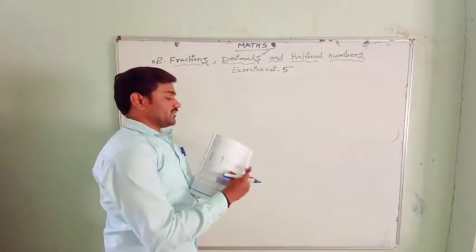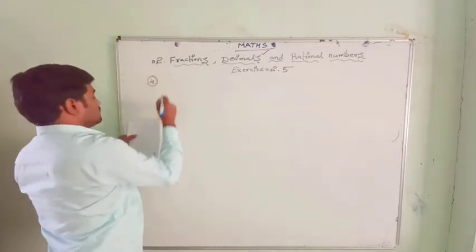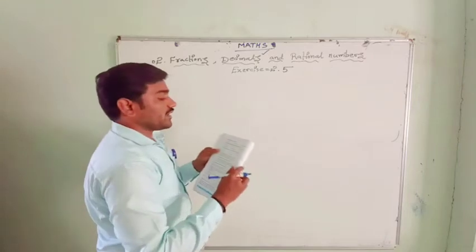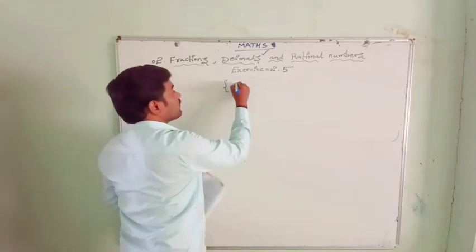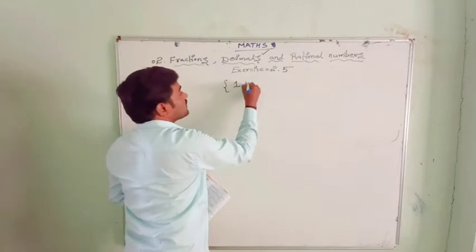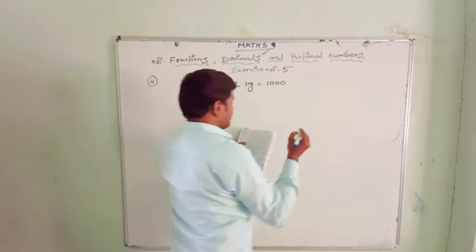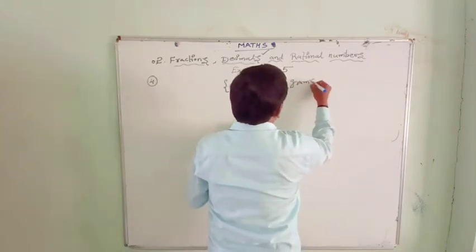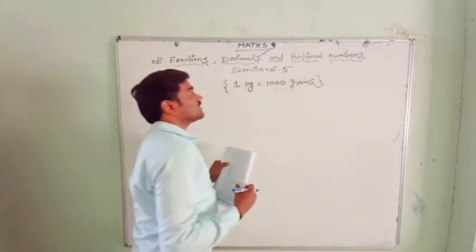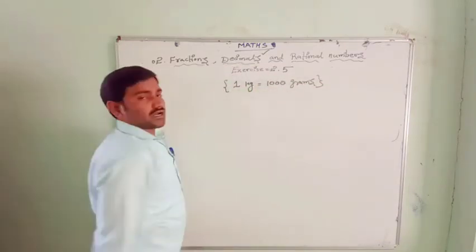Next, fourth bit. Overall we have 8 questions in this fourth bit. Express the following in kilograms. Kilograms in the sense of kg. 1 kg equal to 1000 grams. 1 kilogram equal to 1000 grams.